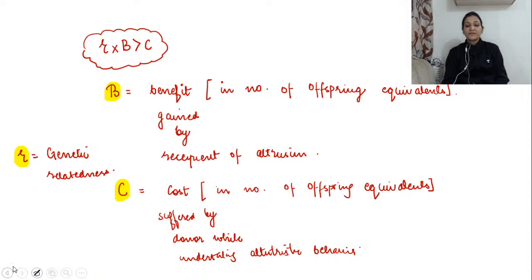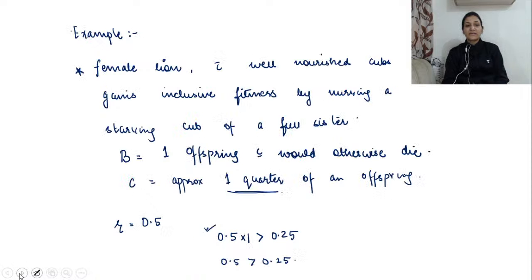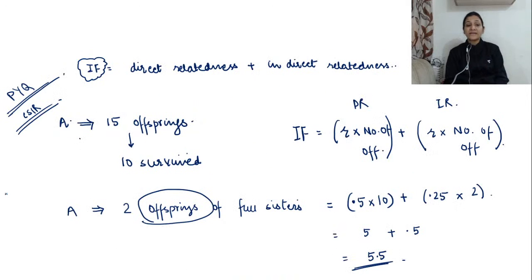So B is the benefit, C is the cost, R is the relatedness. We have seen one example of a female lion with well-nourished cubs, and she's taking care of the cub of the full sister. So we have seen how they are related. So here the inclusive fitness is going to be standing true.